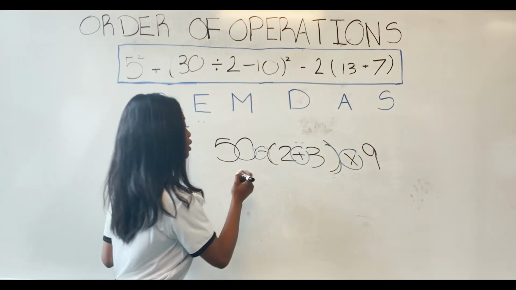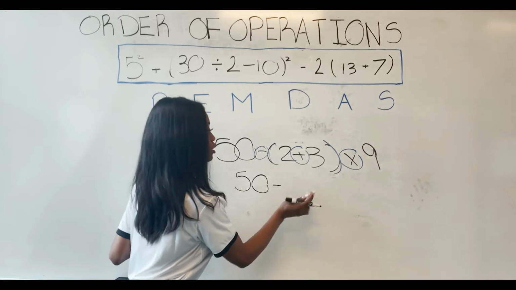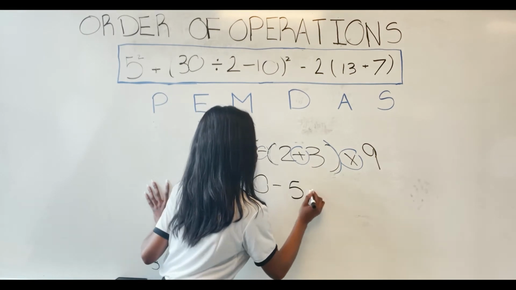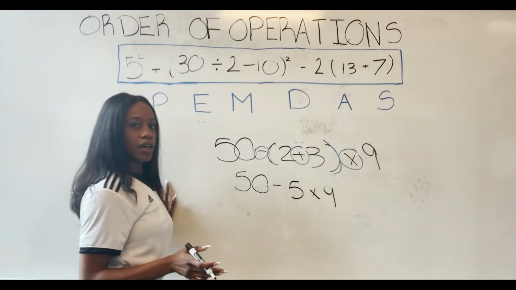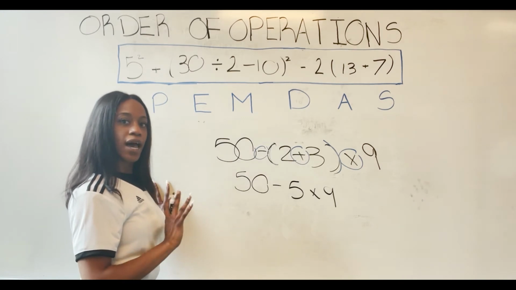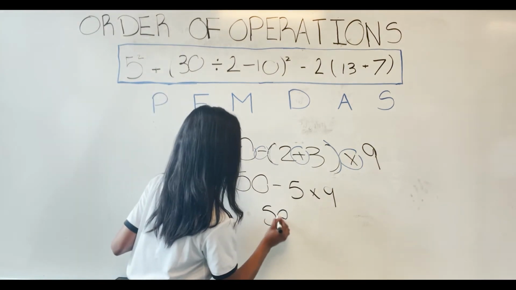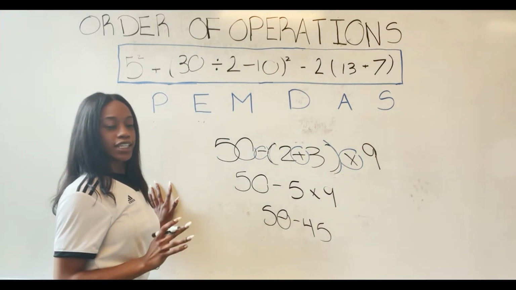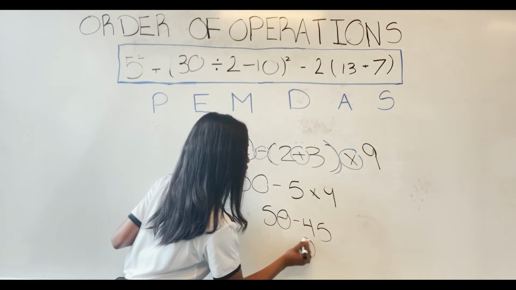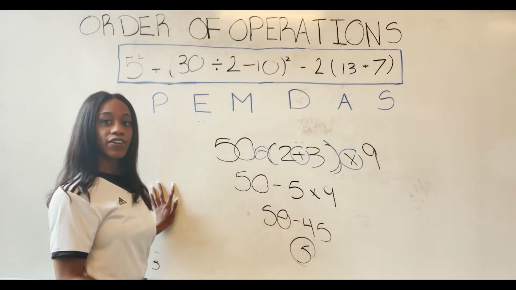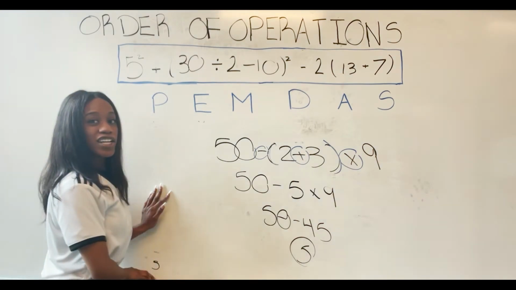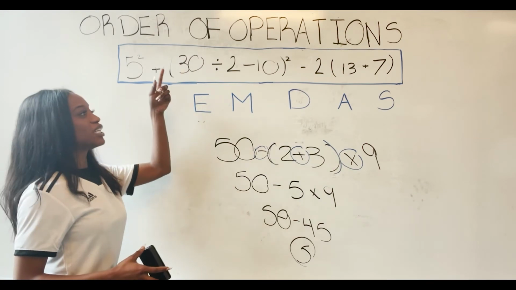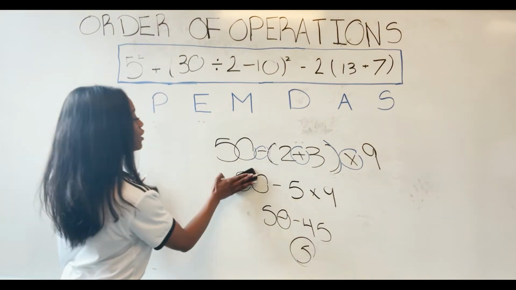So let's get started. So in the parentheses, we have 2 plus 3, which gives us 5. Next, we multiply. We have 5 times 9, which gives us 45. And then lastly, we'll subtract to get our answer of 5. So that's 50 minus 45 gives us 5. So now we have everything we need to go all the way back to the beginning and actually solve through this problem up here.